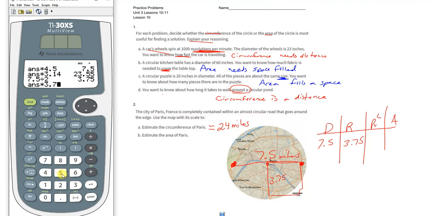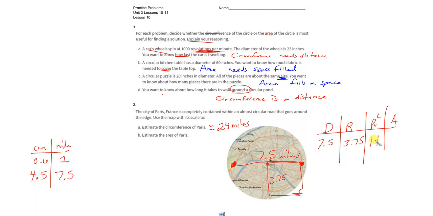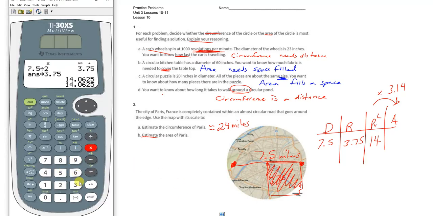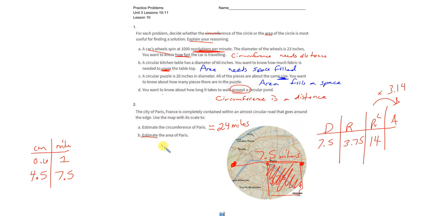The area of that square is not the full area of the city. This is going to be about 14. I'm going to round it to about 14. It says estimate, so I can round here. So the area of this is 14, but we found out that it takes 3.14 of those squares to fill up the whole circle. So we need to multiply 14 times pi. So I'm going to do that, times 3.14. And we're going to get a pretty good estimate of about 44 square miles. Roughly 44 square miles. And that's our answer for number 2.